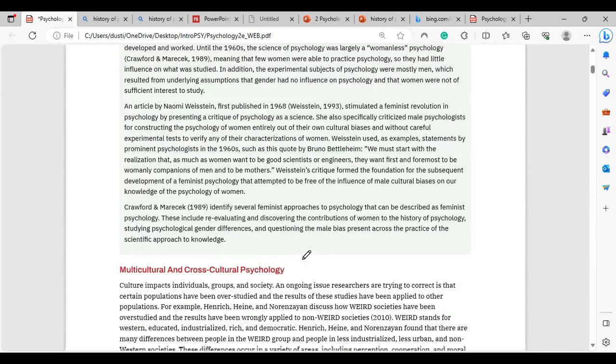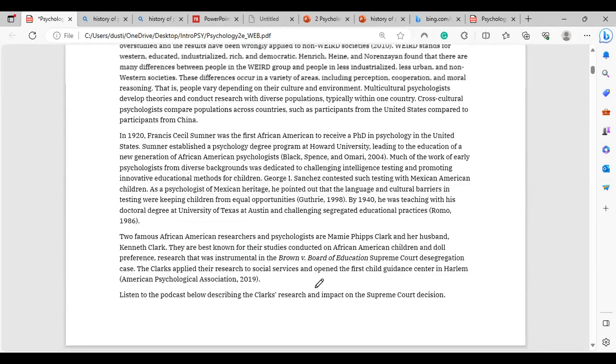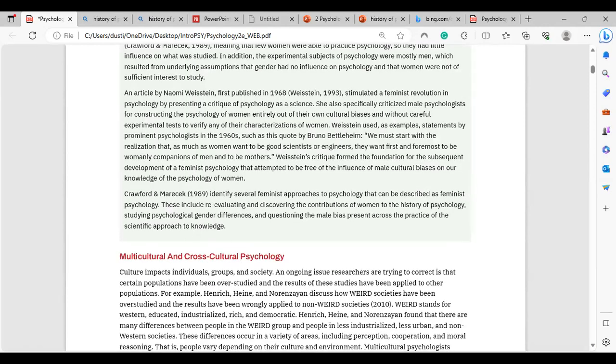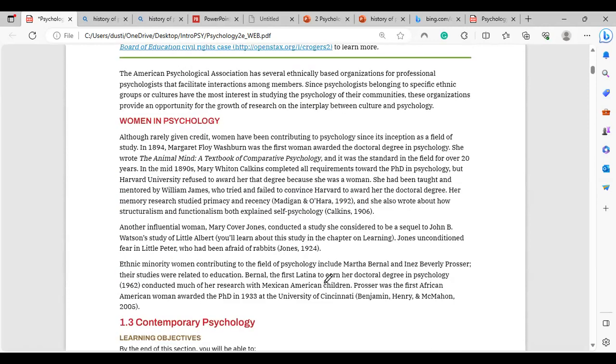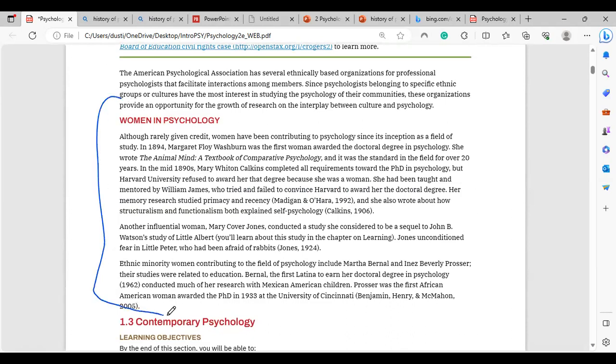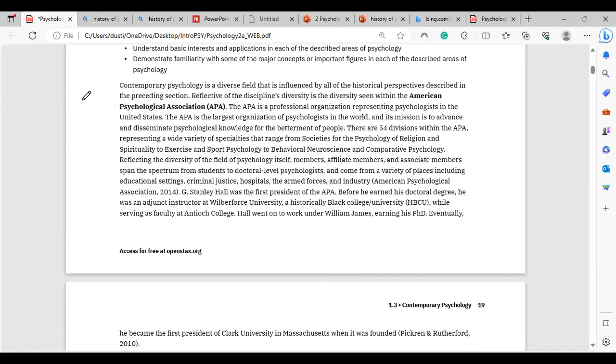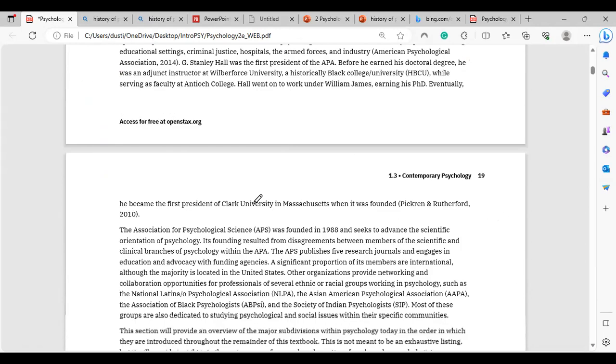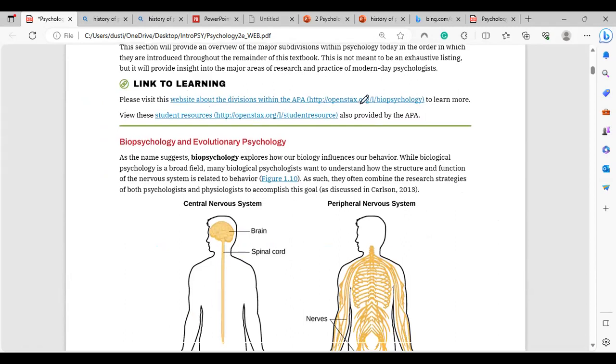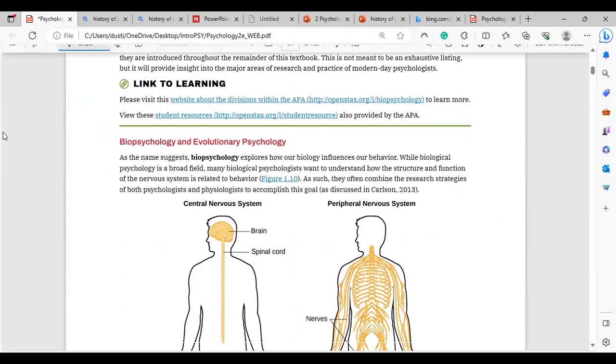We are going to, let's see, I'm going to skip ahead a little bit as well. I encourage you to read the multicultural and the cross-cultural psychology as well. Especially women in psychology, I feel like that is important. I don't think women in psychology get the credit they deserve. All right, contemporary psychology as well. And again, you'll notice that we talked about that in the intro video, but the APA, American Psychological Association, and how it's done. I also encourage you to listen to these or go to these links for learning if you want.